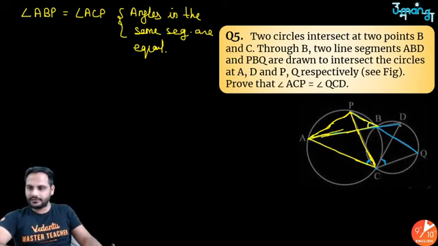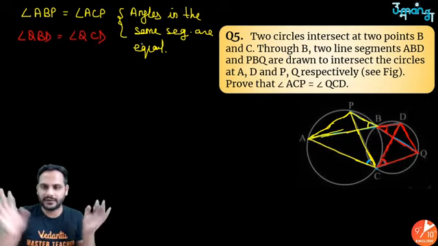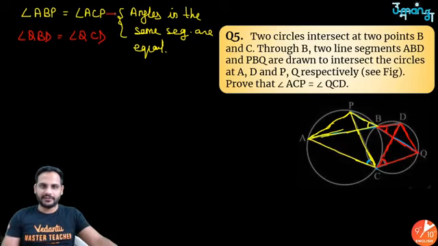Then similarly, if I draw one more chord, suppose here DQ. If I draw a chord DQ, you can clearly see this angle QBD and this angle QCD. They both again will be equal to each other. So I can clearly say that angle QBD is equal to angle QCD. The reason being the same, angles in the same segment are equal. So this is my first equation. This is my second equation.